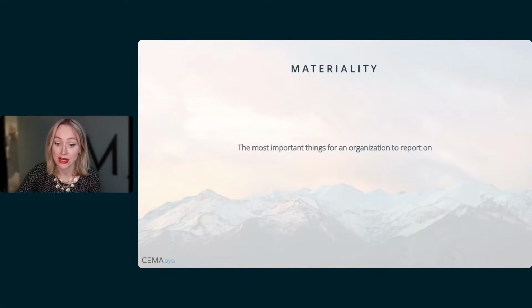All right. So what does materiality actually mean? Materiality means the most important things for the organization to report on, because in theory, you could report everything from here to the moon, but the reporting would probably not be that good and you would never reach your deadlines. So that's why we do a materiality analysis, to figure out what the most important things are.